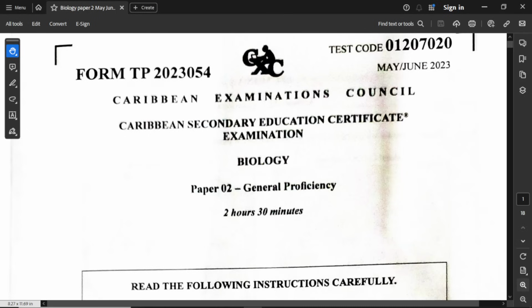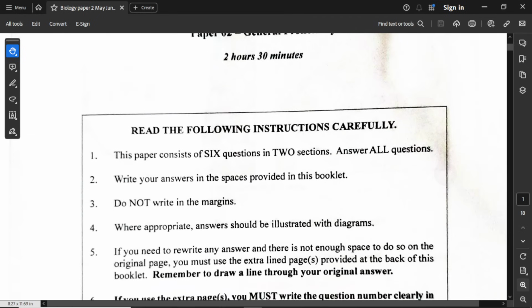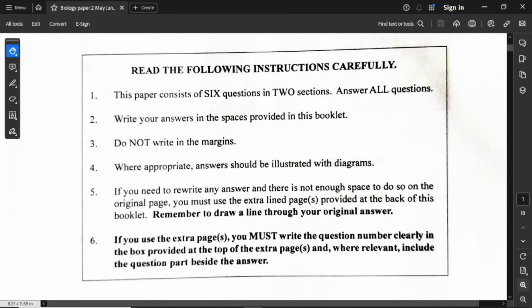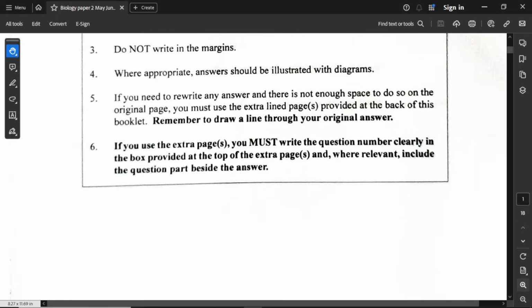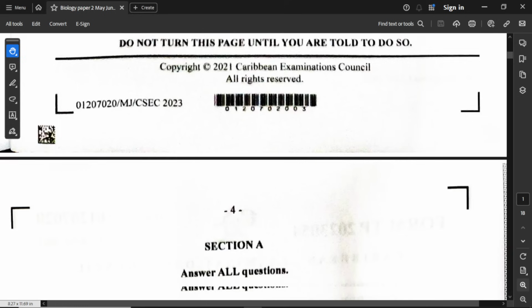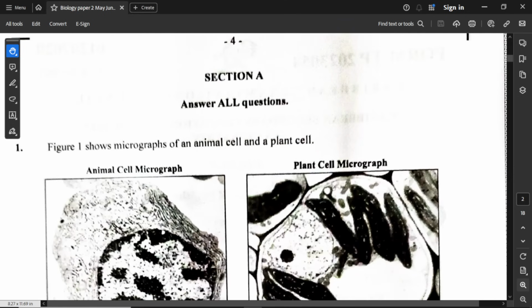Today we're looking through this Paper 2 CSEC Biology paper. This biology paper is from May-June 2023. As always, please remember to read through the instructions carefully before you start the examination, and if you should have any questions or queries, clarify those with the examiner before you begin. Now let us jump into Section A, question number 1.